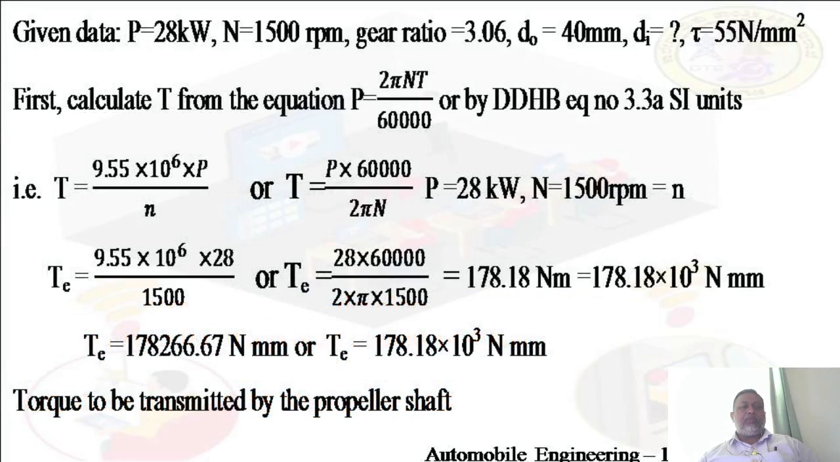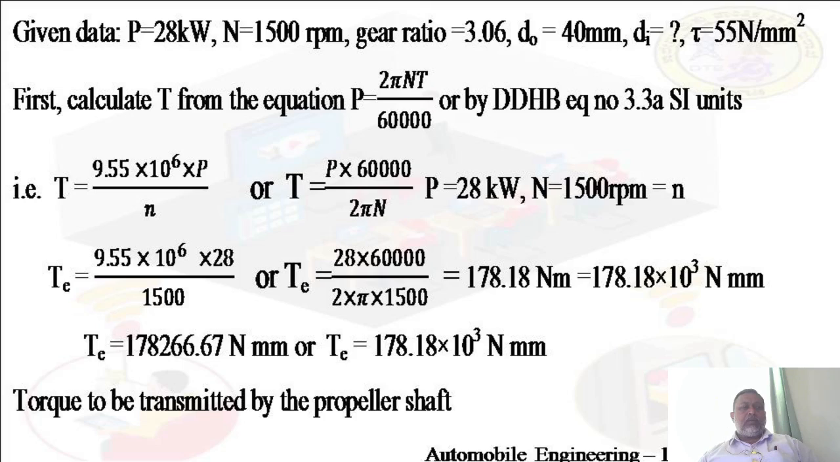That is the problem. Write down the data. Data is like this. P is equal to 28 kilowatt, that is power. N is equal to 1500 rpm. Gear ratio is given 3.06, that is the bottom gear ratio. D naught is given 40 mm. D i I have to calculate. Tau is given.